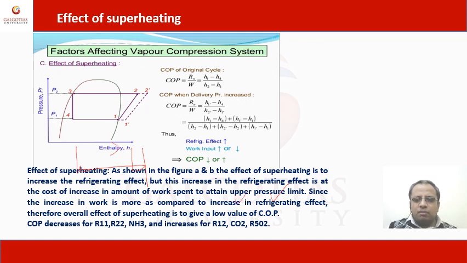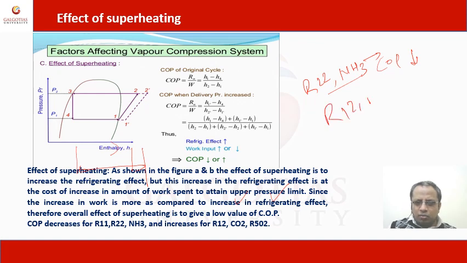So for different refrigerants, the effect of the superheating on the COP will change. Suppose that for R22 and ammonia, during the superheating, that refrigerant will not give the higher COP. For the refrigerant R22 and ammonia, when we increase the superheating of the refrigerant, we will not achieve the higher COP. For these refrigerants, COP will decrease.